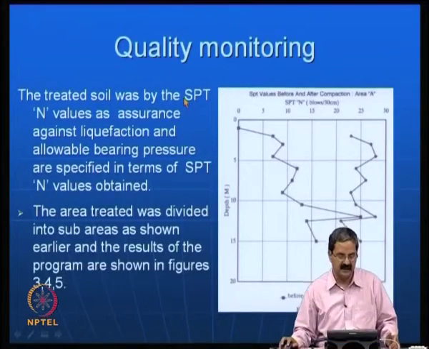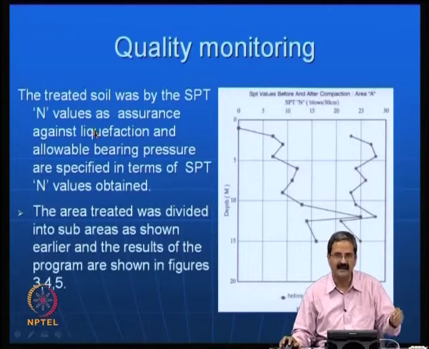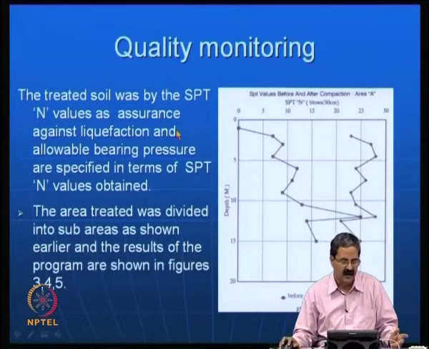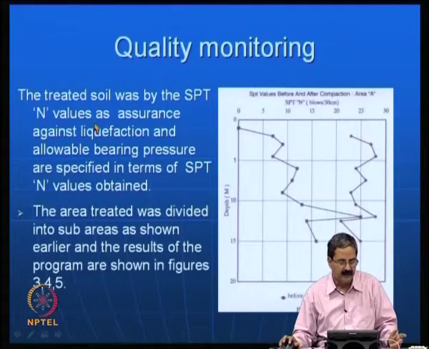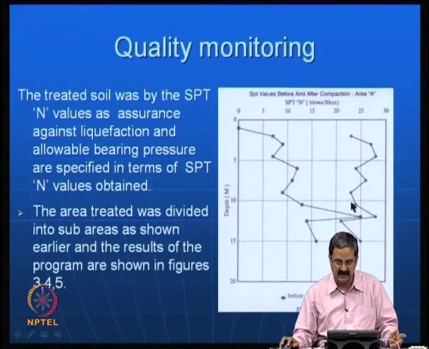You can see that the treated soil was assessed in terms of the SPT values, because that is an assurance: if the contractor does the work, you have to see that you get this number. So the quality assurance program consisted of having SPT values more than what is required. For example, you can see that this is the before, it was like this, whereas it was consistently about 20, which is reasonable.